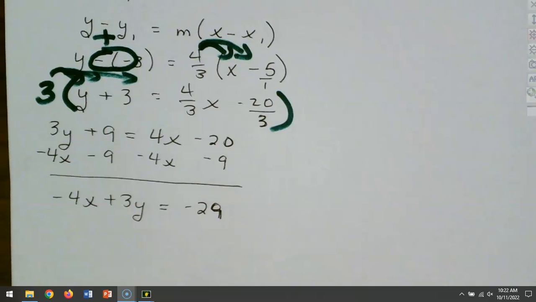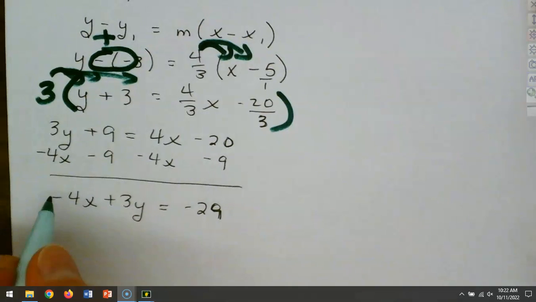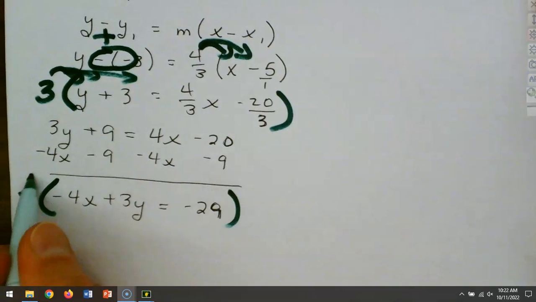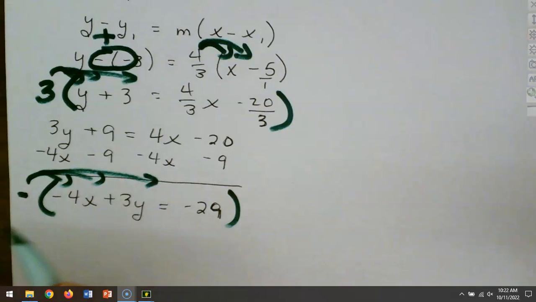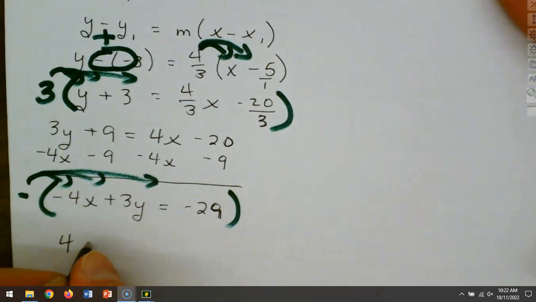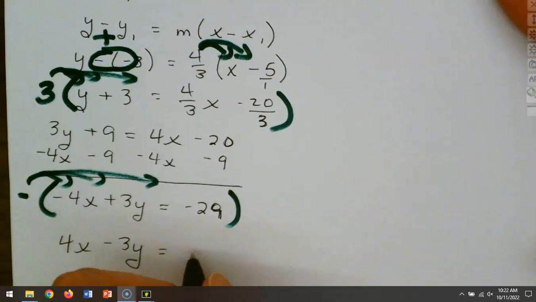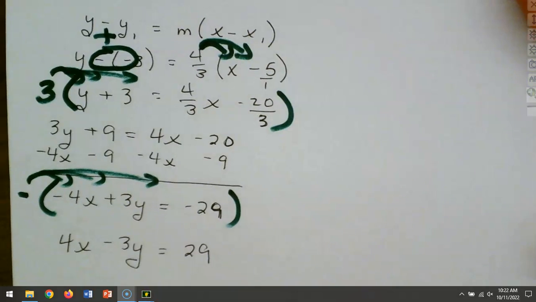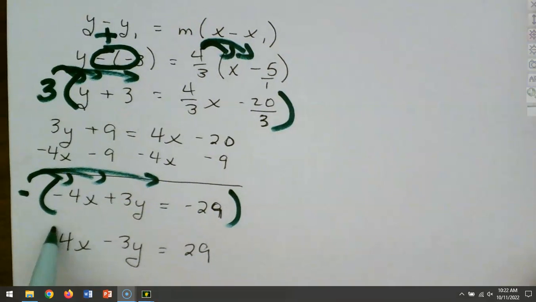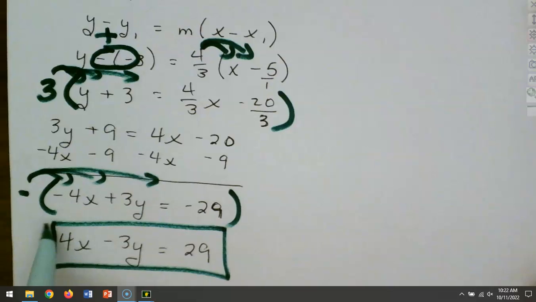Is this in standard form? Not completely, right? We're almost there. Why is it not in standard form? Because of the negative. So how do we get rid of that? Distribute a negative through. Now we have it. And now it's in standard form, which is 4x minus 3y equals a positive 29. And that's it.